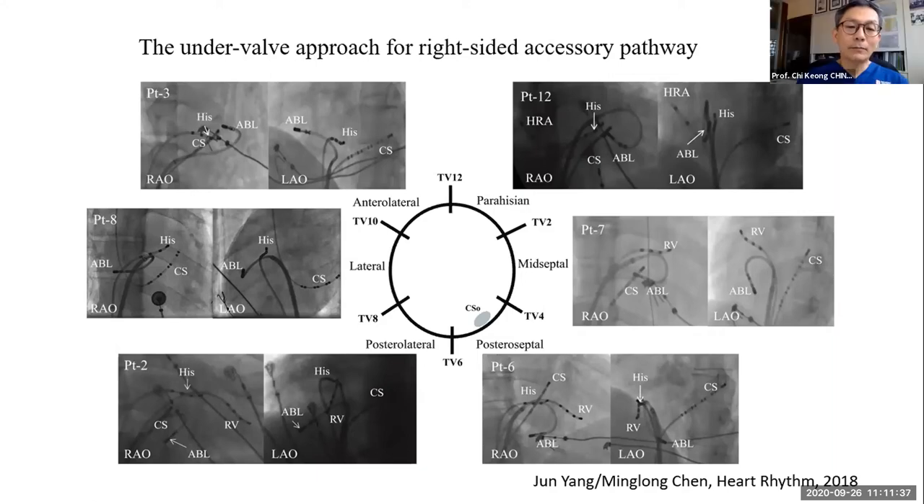Dr. Chen, do you have experience with an appendage connection from the right atrial appendage to the RV? Personally, no. I haven't had such a case yet. But I think if you do need to ablate within the appendage, contact force is useful.